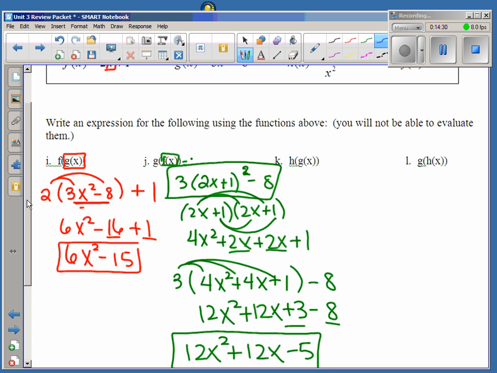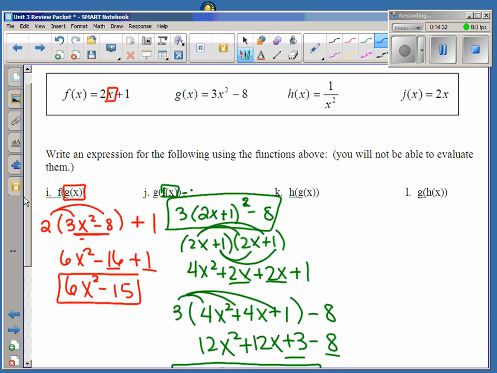H of g of x is next. I'm going to rewrite h of x, which is 1 over x squared, except now I'm not going to put x in. I'm going to replace it with what g of x is. And g of x is 3x squared minus 8.